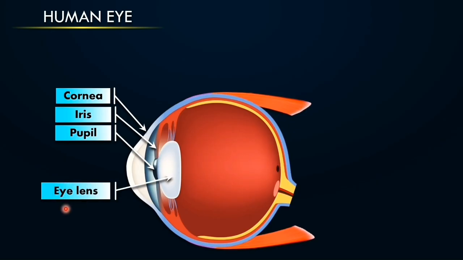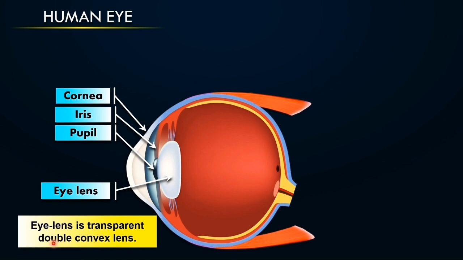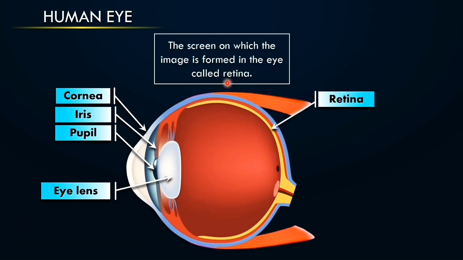Great. Now see the next, eye lens. As you can see here, eye lens is a transparent double convex lens. So the lens in our eye is a transparent double convex lens, or you can say biconvex lens. Am I clear guys? Next see the retina.